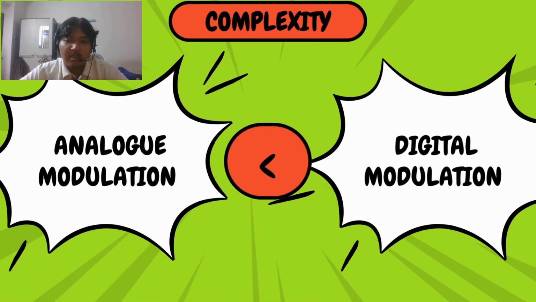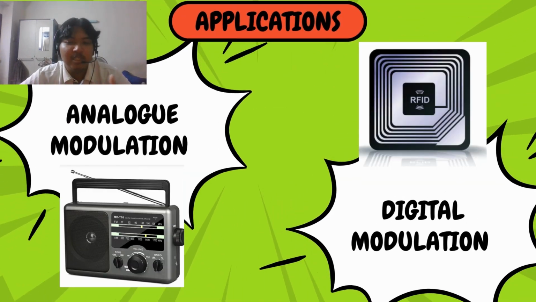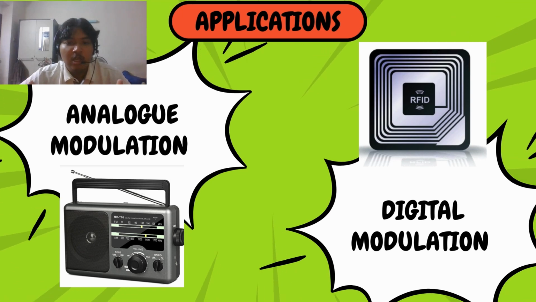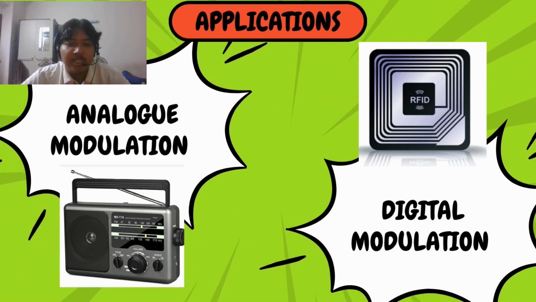Analog modulation has a simpler circuit design, while digital modulation has a more complex design. Analog modulation can be used in radio broadcasting, for example news and talk shows, while digital modulation can be used in complex applications such as RFID technologies and telemetry.